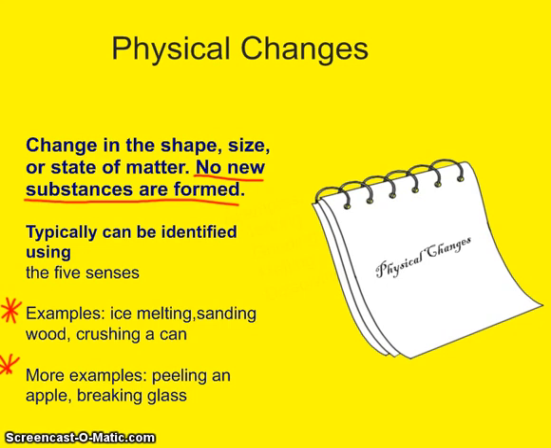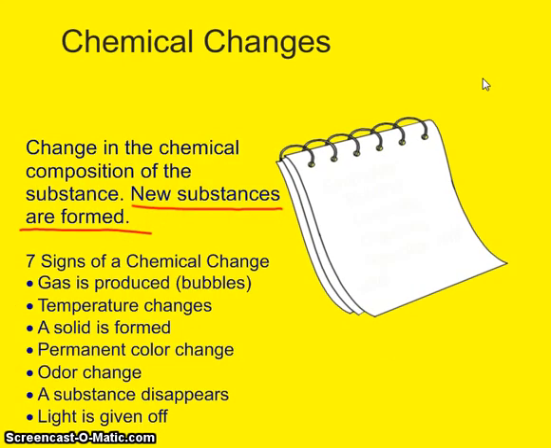Now let's look at chemical changes. This is different. Because with chemical changes, the substance is literally changing chemically inside, meaning that the elements are realigning and forming a whole new substance. Remember that in all chemical changes, a new substance is formed.